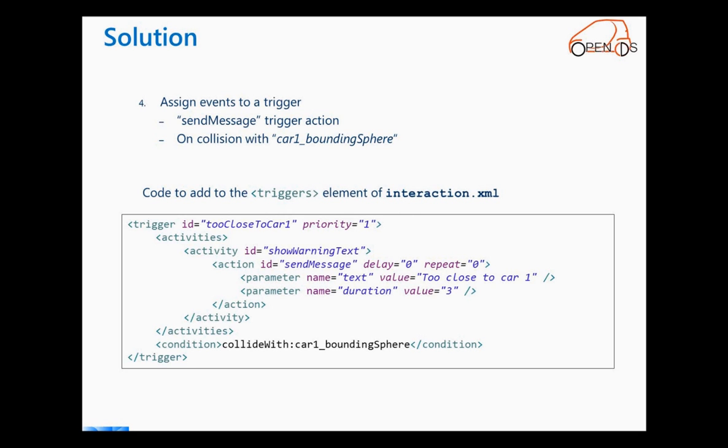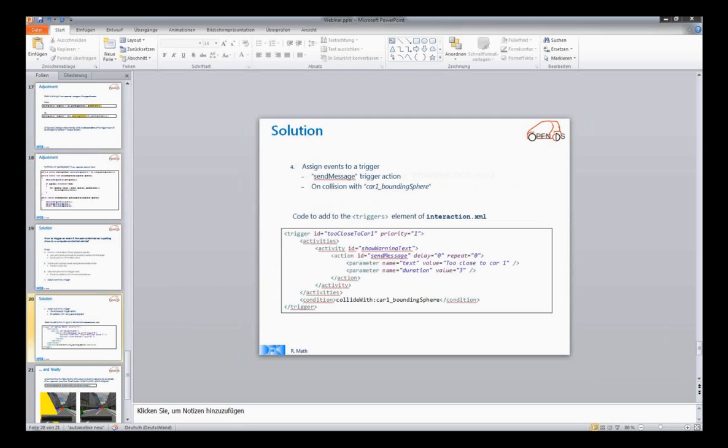And this is what we do here. We don't need access to the source code for this. This is something that could be done in the driving task files, especially in the interaction XML file. We would just have to add this regular XML code in order to add send message to the action whenever a certain box or sphere has been hit. So let's do this, and we go through the details in a minute.